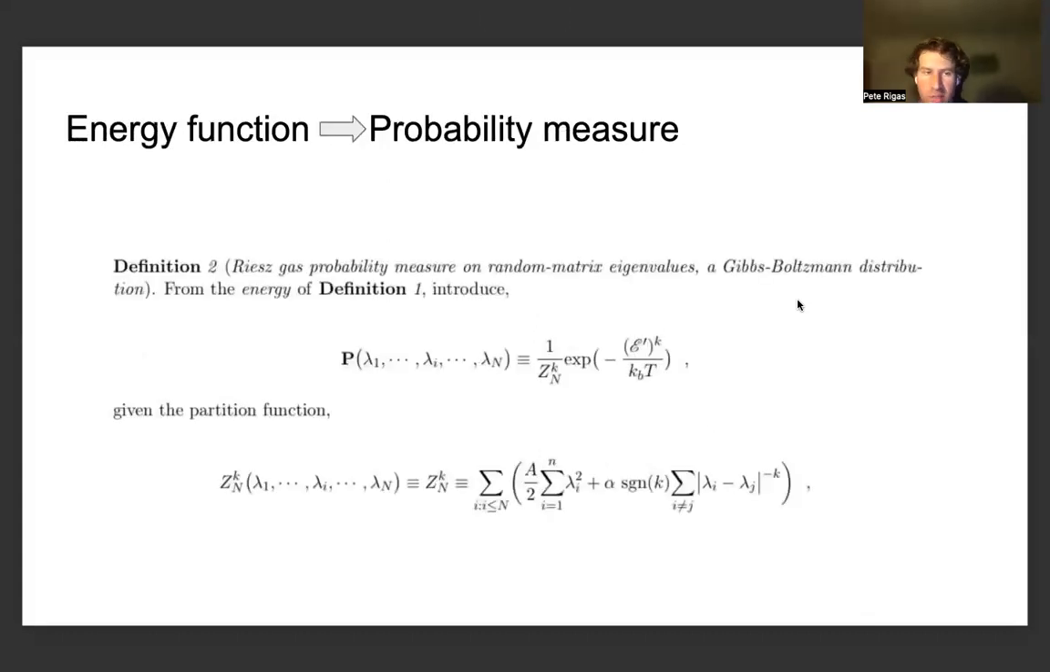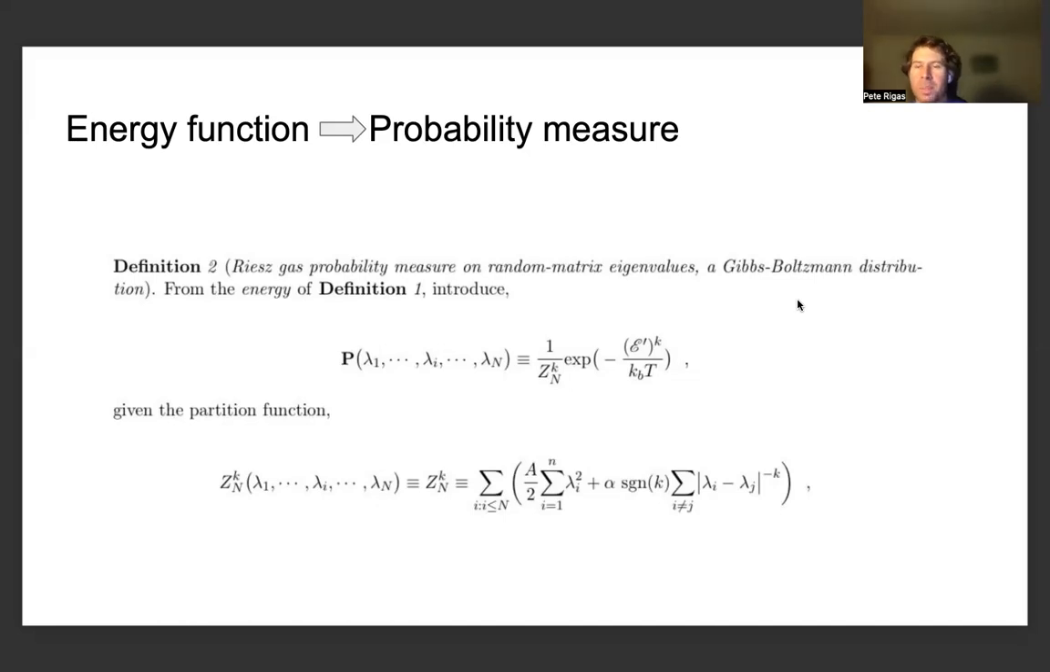And as we had just been mentioning, to transition from the energy function to defining the probability measure, we can introduce another definition, which the authors in the European group make use of, which is namely that the probability measure, boldface P, on each one of the lambda_i's is given by the reciprocal of the partition function times an exponential of minus the Riesz gas energy, which we introduced 2 slides ago, normalized by the Boltzmann constant times the temperature.